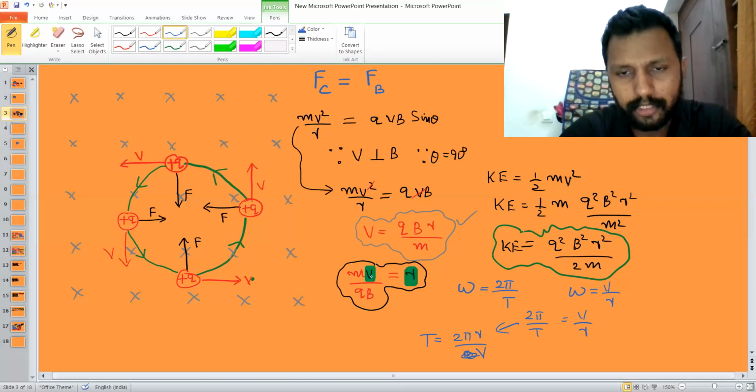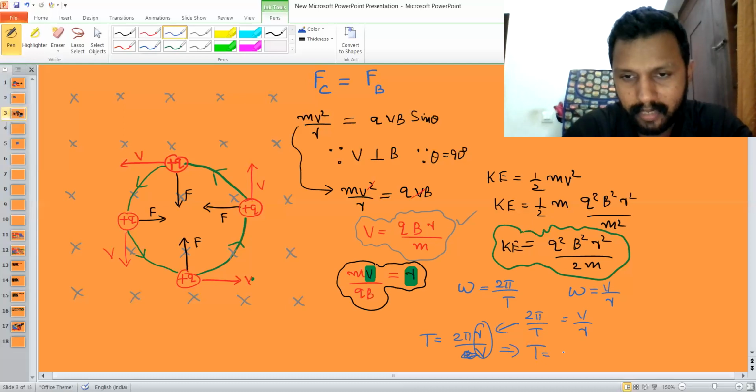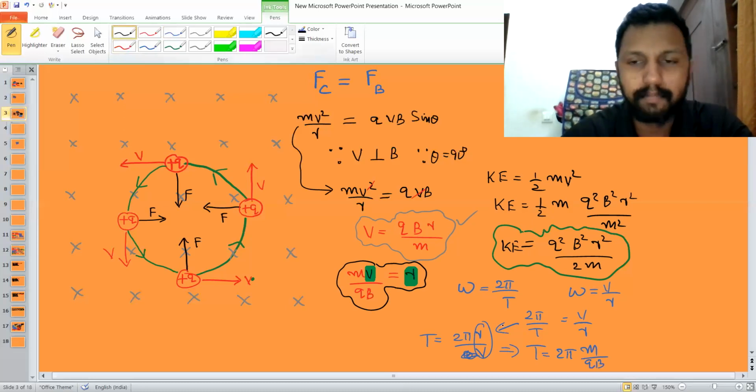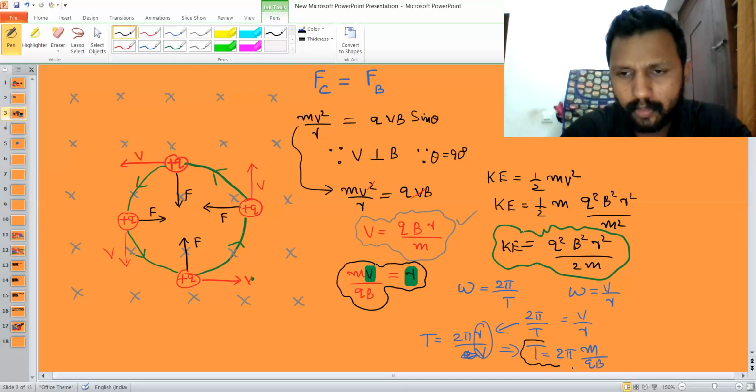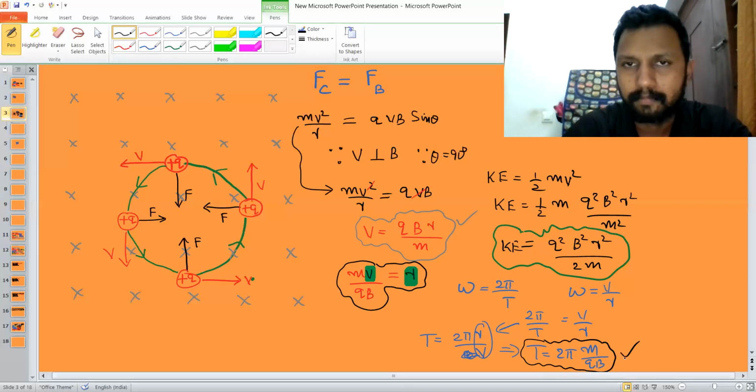Then from this relation, can you say what is r by v? If you are finding r by v, it will become m by qB. Therefore, we can write the time period as 2 pi, with r by v replaced by m by qB. So the expression for the time period of the circular motion in this case will be T is equal to 2 pi m by qB. Okay, now we know the expression for the time period of the circular motion.